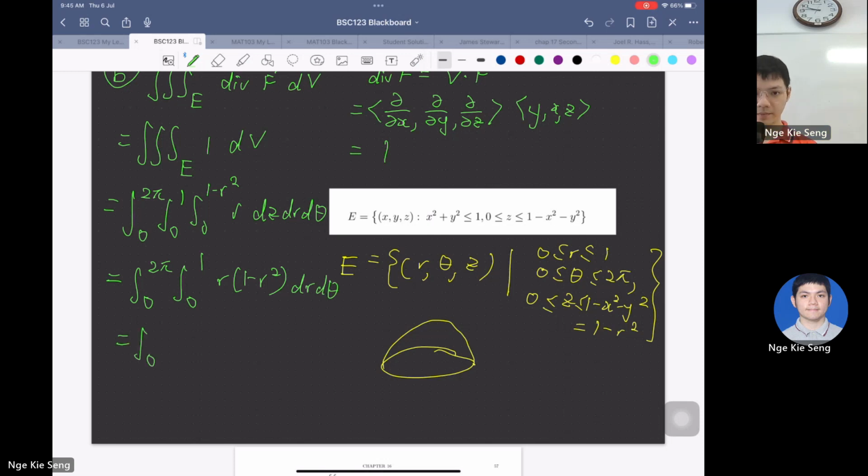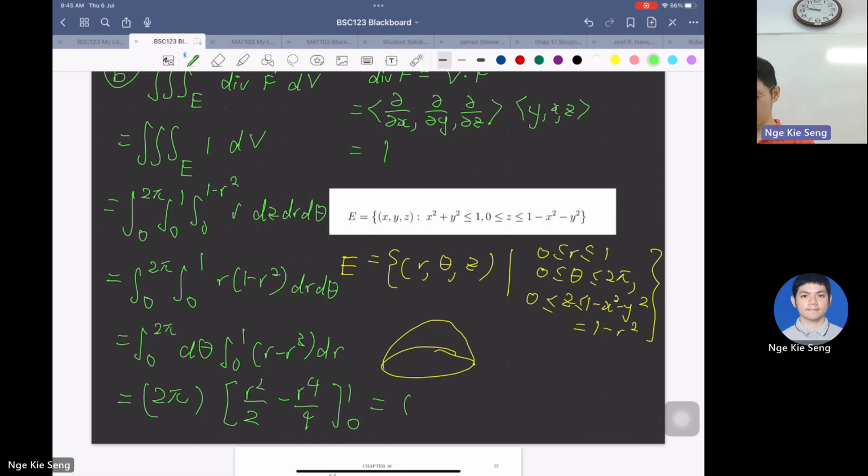And then r cubed dr. And then you just get 2 pi times r squared over 2 minus r to the fourth over 4, from 0 to 1, which equals 2 pi times 1 over 4, which is pi over 2.